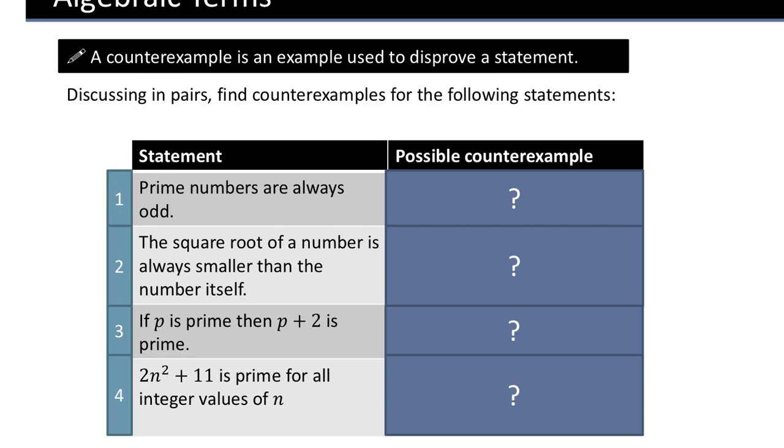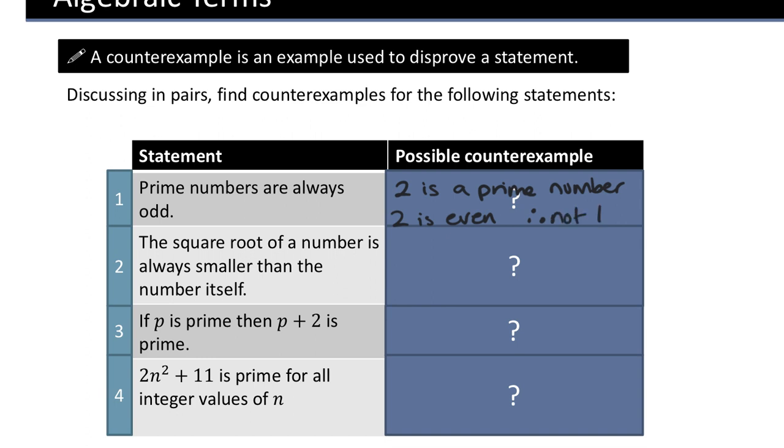Algebraic terms. Prime numbers are always odd. We just need to find a counterexample to show this is not true. Okay? 2 is a prime number. Okay, and you actually have to write sentences. 2 is a prime number. 2 is even.